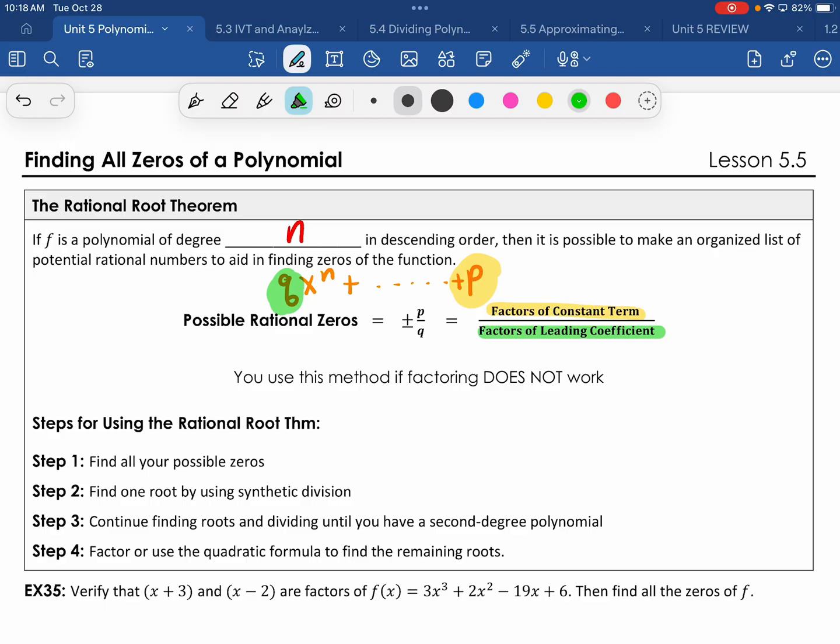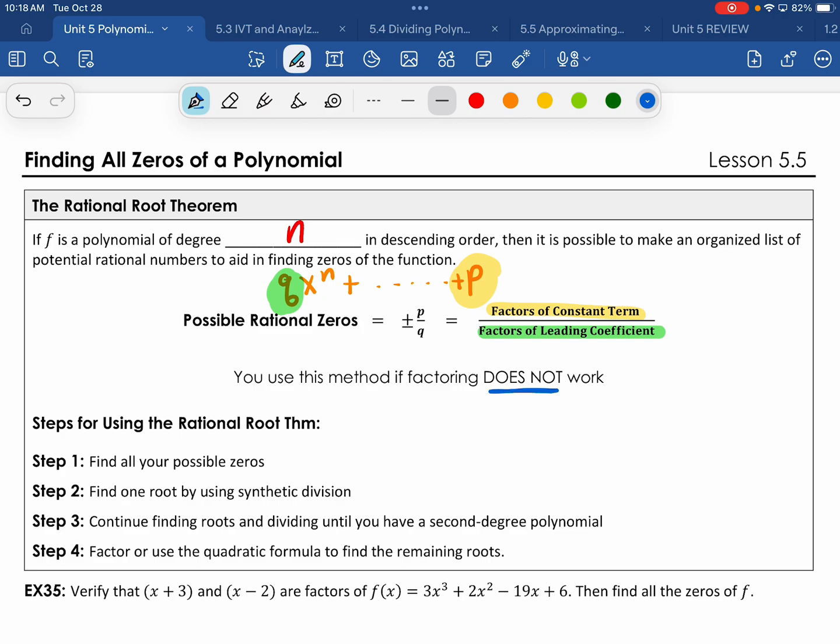Now this method is not the best, all right? It is kind of an annoying method to do, and this is what you would have to do if you didn't have a calculator and factoring does not work. If you can factor, that is always the preferred method. If we can factor something by grouping or X games or any one of those methods, we always want to try to do that first. But if that does not work, then you would do the rational root theorem.